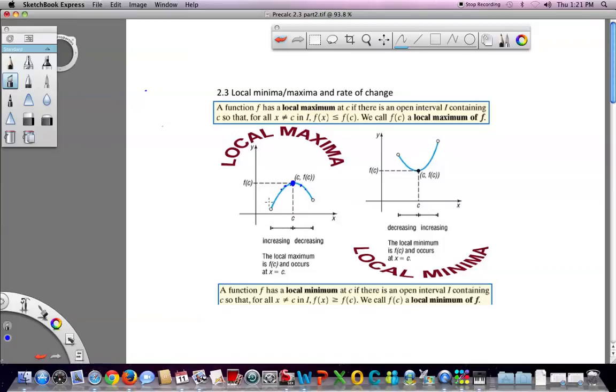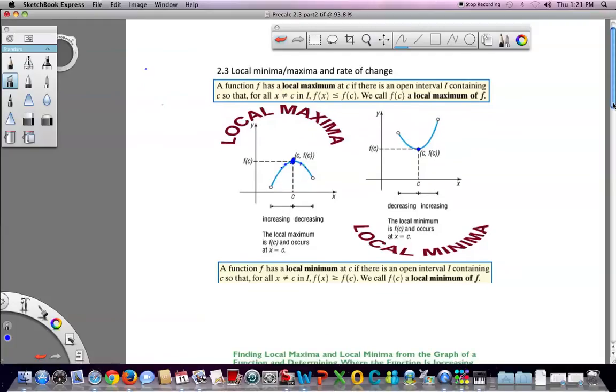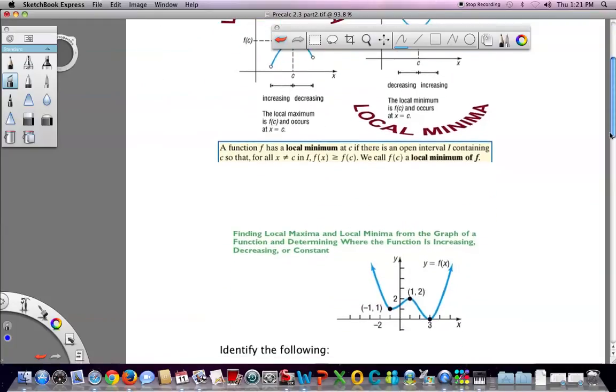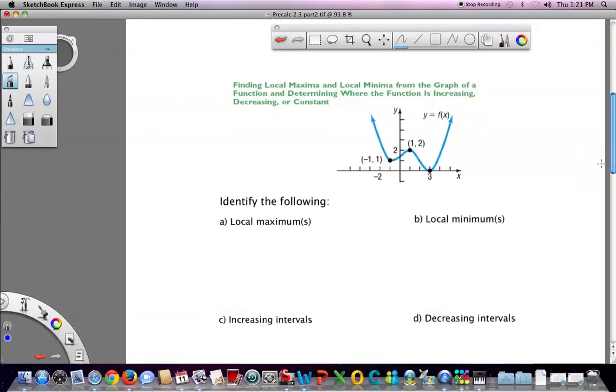For a maximum, one way that you can recognize that is that the function is initially increasing, it reaches a maximum, and then it's decreasing. The minimum is sort of the same thing, but instead of increasing to decreasing, it will go from a decreasing part of the function to a minimum, and then it goes to increasing again. Okay? It's pretty easy to spot in the graph. So let's look at an example and see what it looks like.